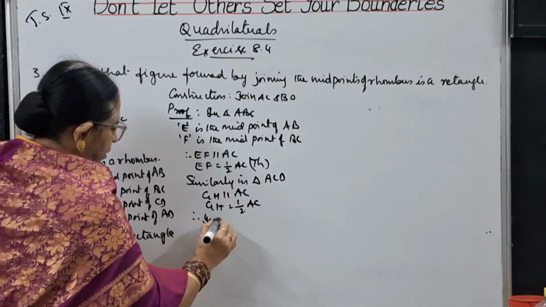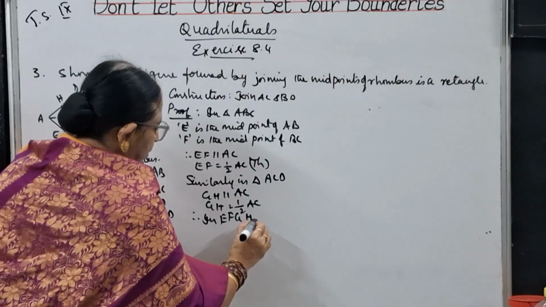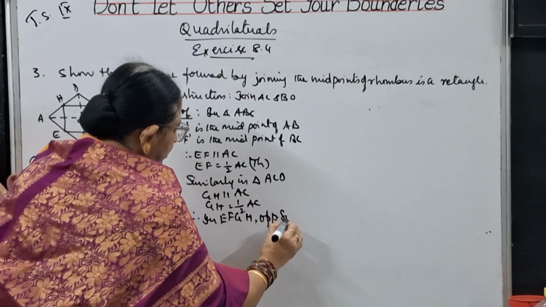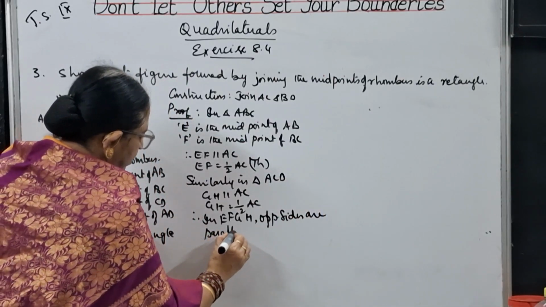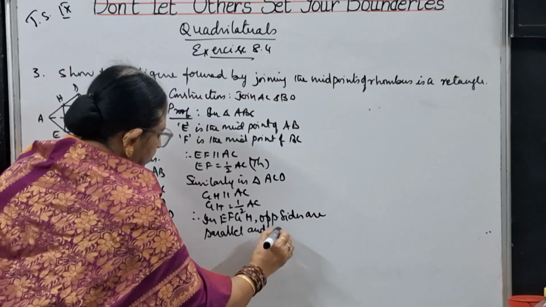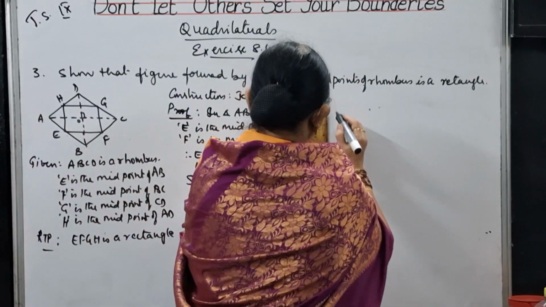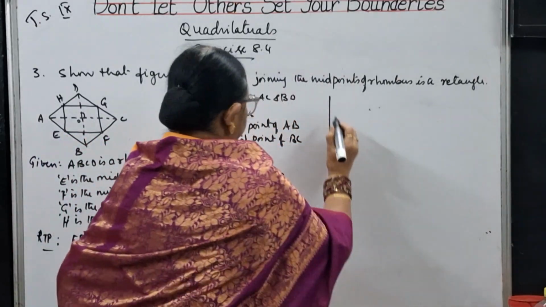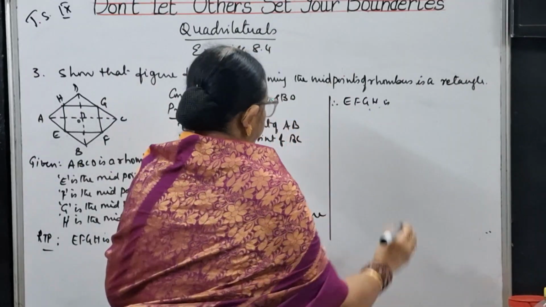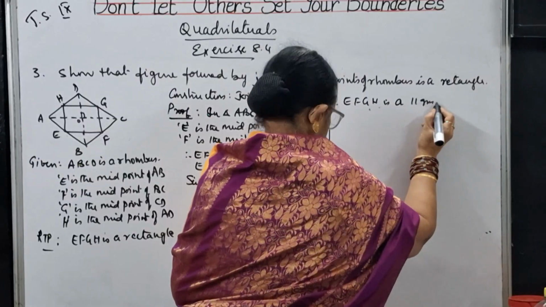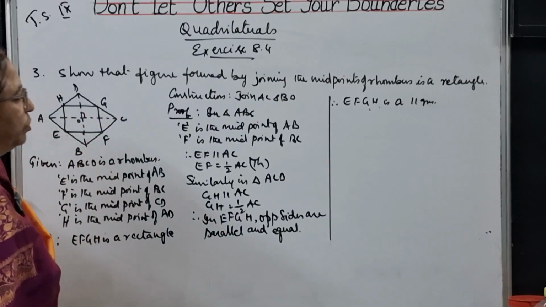Therefore, in EFGH, opposite sides are parallel and equal. Opposite sides are parallel and equal. Therefore, what you can say? Therefore, EFGH is a parallelogram. So we have proved that EFGH is a parallelogram.